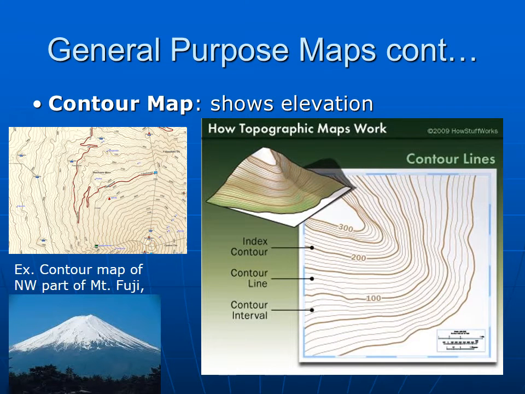Another type of map is called a contour map, and contour maps show elevation from sea level, above or below. There's an example of a contour map of the northwest part of Mount Fuji in Japan, and there's also on the right a relief map that shows you the contour line map, and then what that landform would actually look like if you were to see it on Earth.